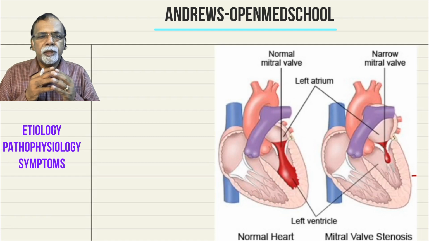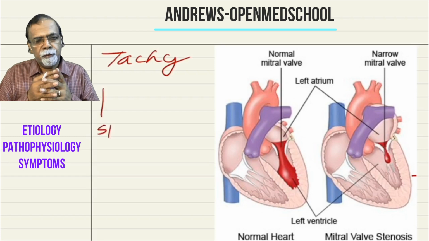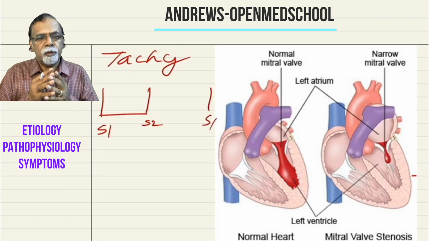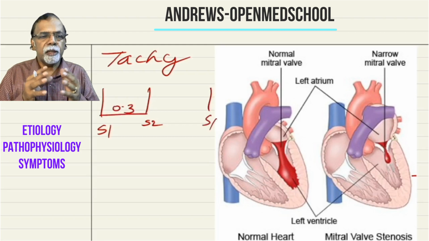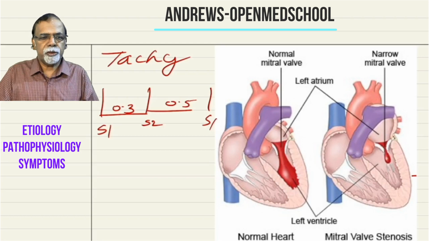Now we'll think a little more into the pathophysiology. Suppose a patient with mitral stenosis develops tachycardia. This will lead on to reduction in the diastole, because if you take the cardiac cycle, approximately 0.8 seconds, 0.3 is systole and 0.5 is diastole. It is the diastole that cuts short.